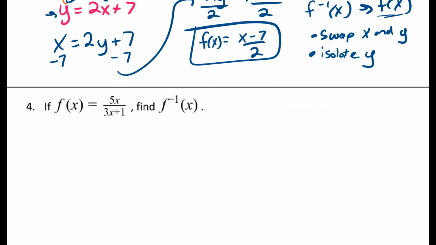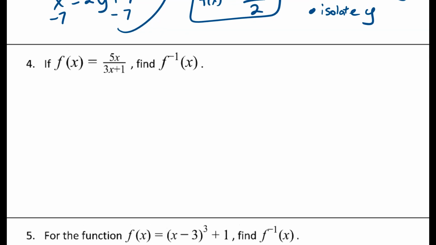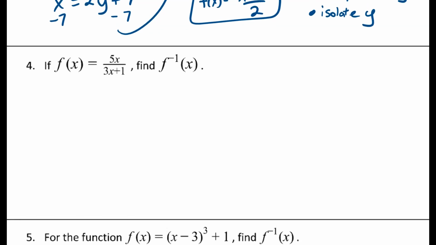Let's take a look at this function down here for number 4. 5x divided by 3x plus 1. And they're asking me to find the inverse. First thing I'm going to do is just replace that f of x with y, because remember those outputs, they just mean the same thing.